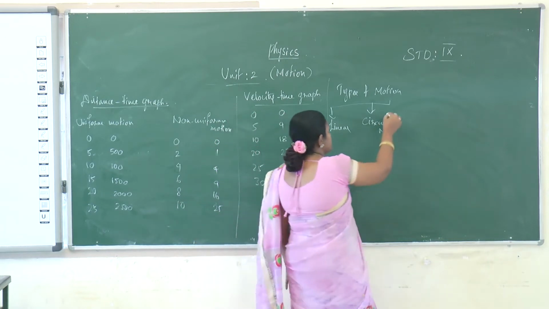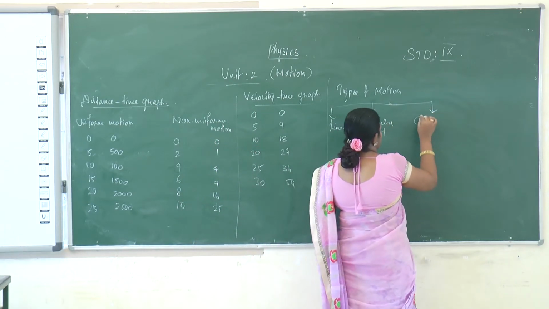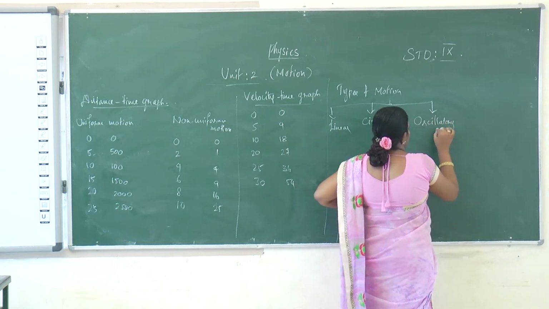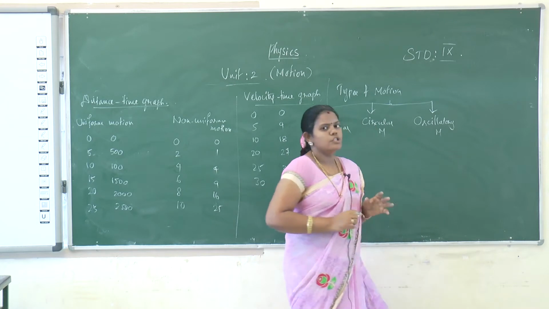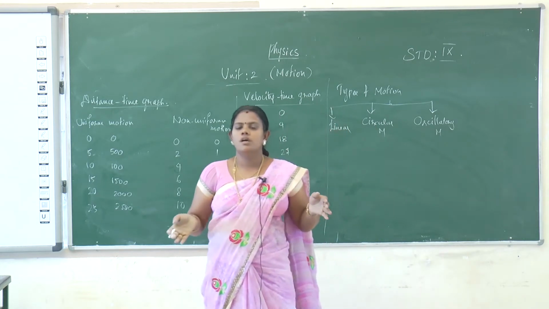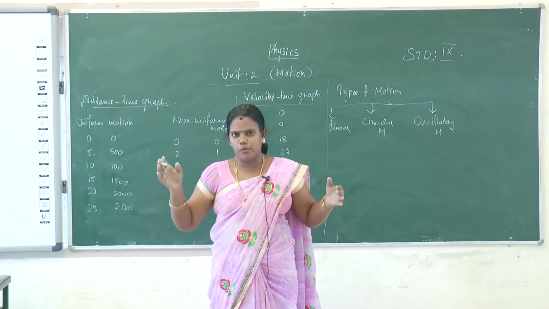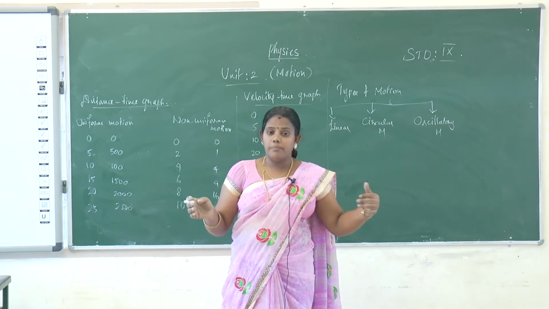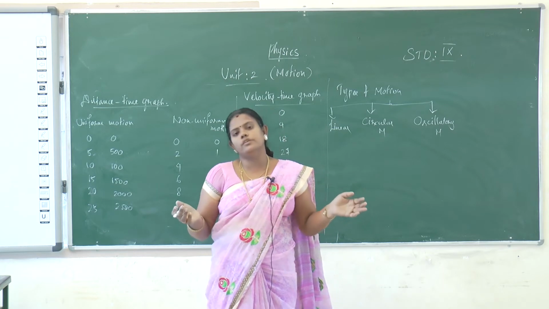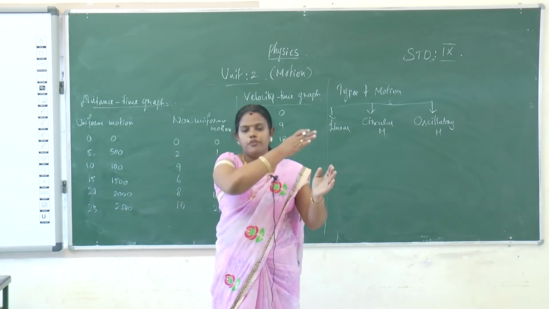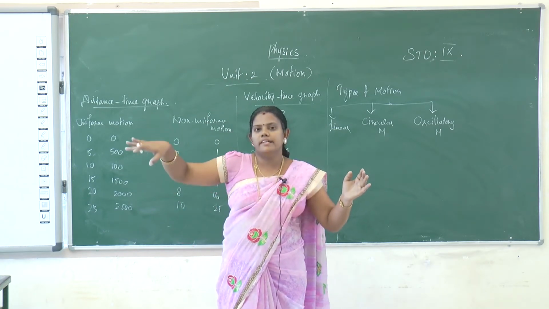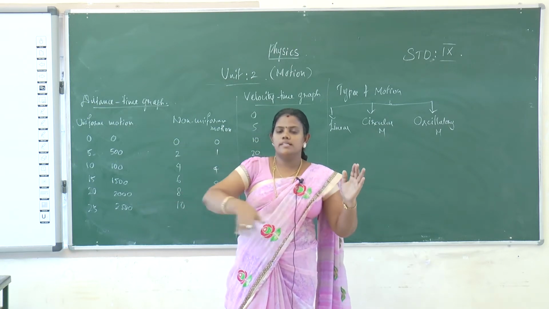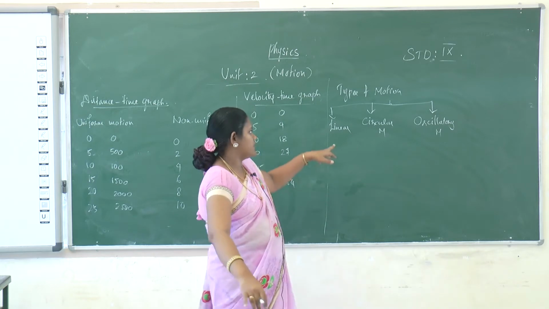And the third one is oscillatory motion. What is the meaning of oscillatory motion? Oscillatory motion means to and fro motion. To and fro motion means one thing first starts from one position, and after moving it reaches the second position, and after that it moves back to the original position. So to and fro motion is called oscillatory motion. A very good example is the pendulum in a clock. Okay, so that to and fro motion is called oscillatory motion.